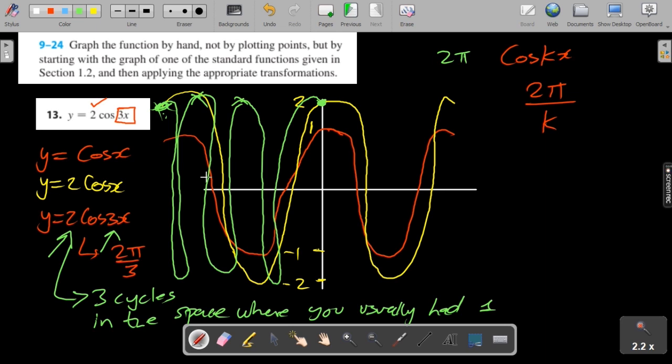Whenever you have a function, it's important, or it can help you, if you just take it in steps. Apply the first transformation, which is stretching it by a factor of 2. Then figure out how this affects your period and the number of cycles that you're going to have. So in this case, you'd have 3 cycles in the space where you'd normally have 1. So the result is a function which has 2 times the normal amplitude of a cosine, and it has 3 cycles in the space that you'd normally just get 1 cycle.